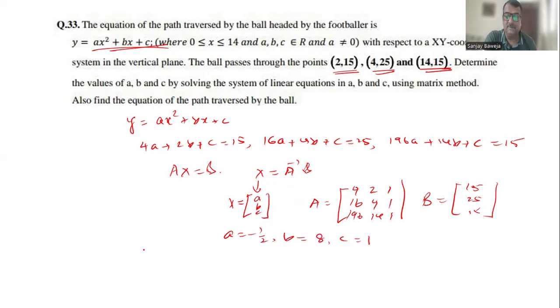Substitute the values in the function. So y will be equal to minus 1 by 2x square plus 8x plus 1. This is the answer you get for this question. I hope it is clear to all. This is a simple question, matrix method. This was question number 33.